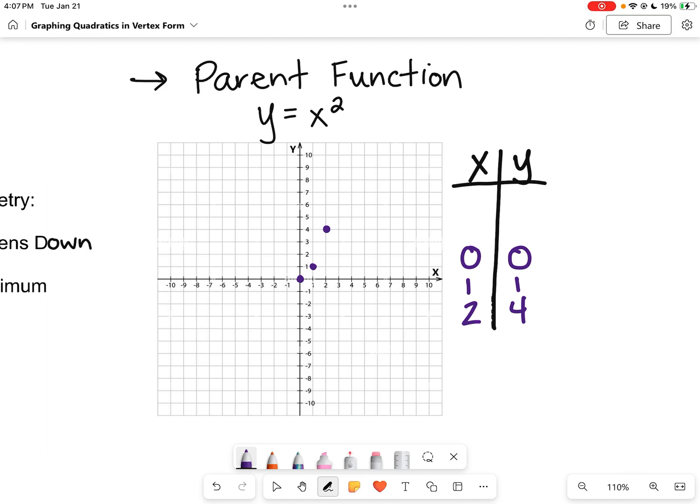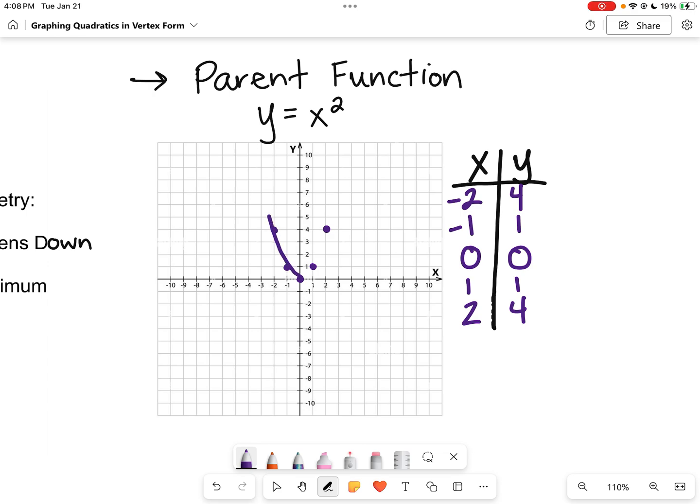So with that, I'm going to plug in a -1 and a -2 so that we can see what happens on the other side of my parabola. So if I plug in a -1 for x, well, -1 squared means -1 times -1, which is still +1. And then if I plug in -2, -2 squared, -2 times -2 gets me a +4. So now I'm going to plot the point -1, 1, which is going to be here. And then I have -2, 4, which is going to be here.